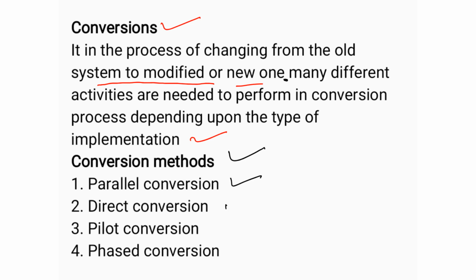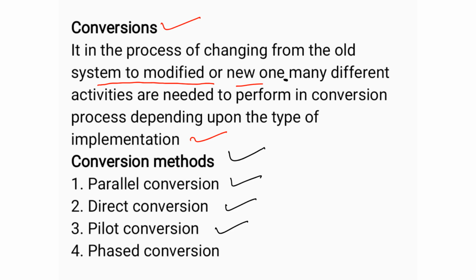That is parallel. The second one is direct conversion. The direct conversion method involves a direct switchover from old to new. Here, at the same point when the new system is developed, the old system will be terminated and they will start using the new system. In the first one, for a few months they will use both and then they will transfer. Here they directly switch over to the new system.